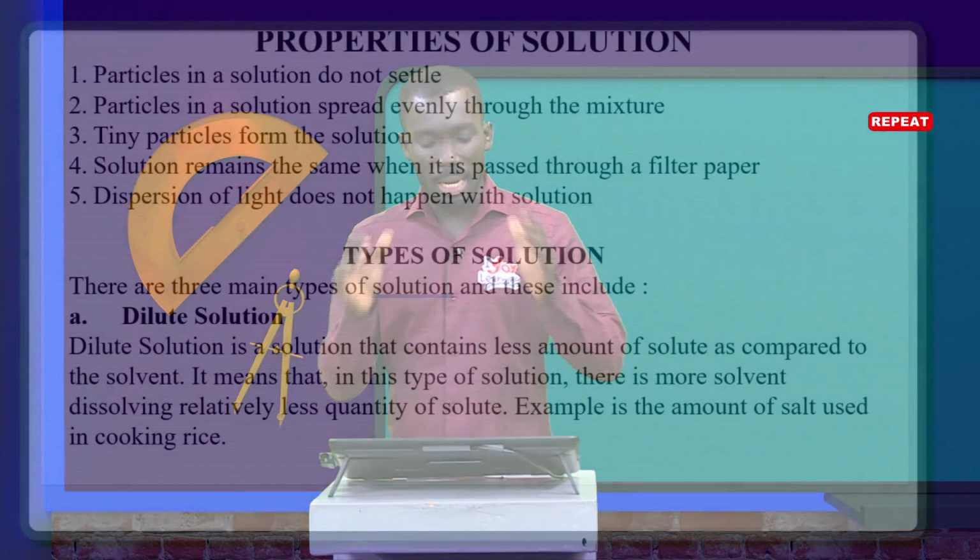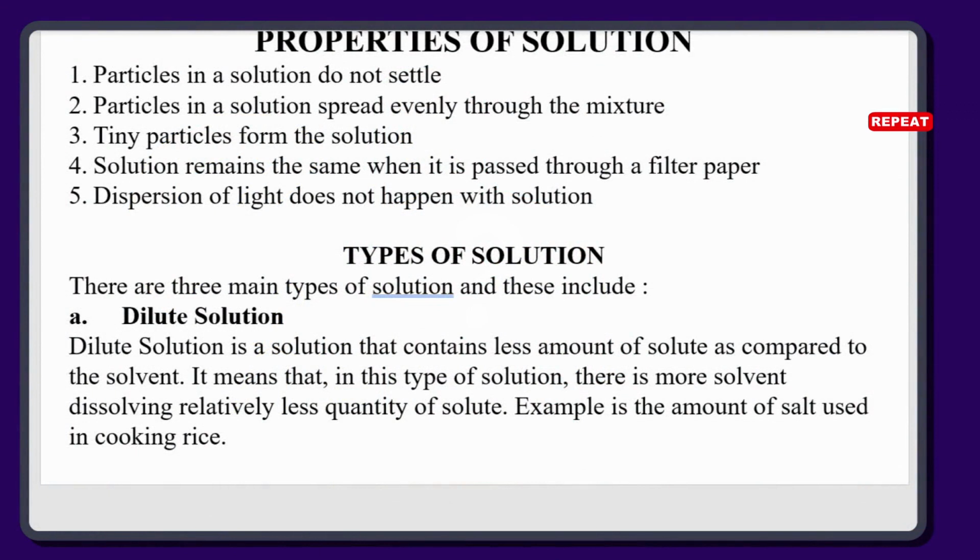Now, a dilute solution is a solution that contains less amount of solute as compared to the solvent. So that is mostly what we use in cooking. For example, cooking rice, cooking yam, cooking plantain, and the rest. You just need a bit of salt in large quantity of water, and then you are good to go.